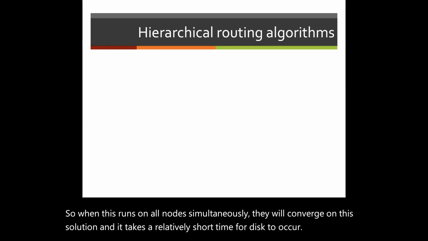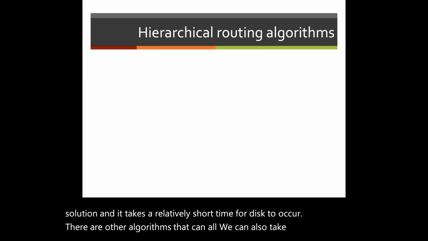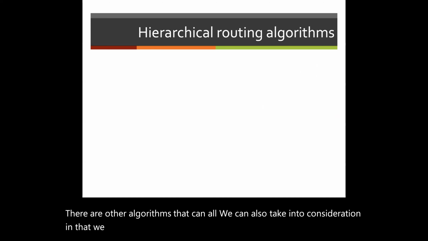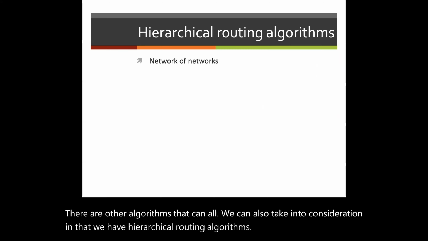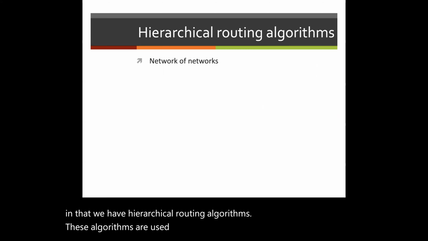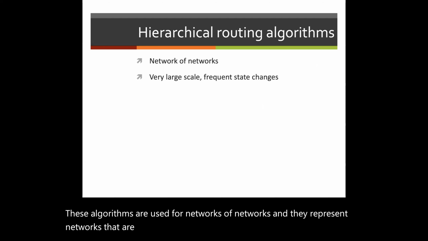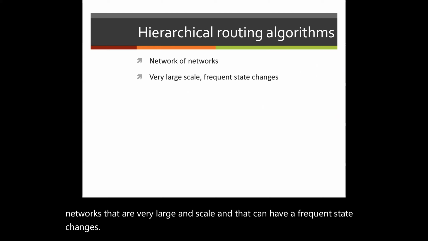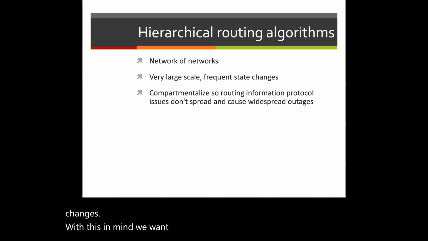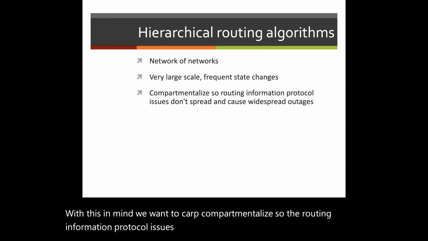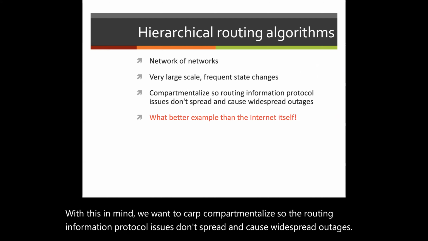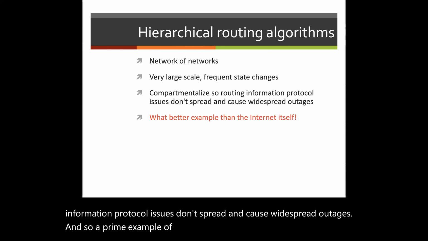There are other algorithms that we can also take into consideration, in that we have hierarchical routing algorithms. These algorithms are used for networks of networks, and they represent networks that are very large in scale and can have frequent state changes. With this in mind, we want to compartmentalize so routing information protocol issues don't spread and cause widespread outages. A prime example of this, of course, would be the internet itself.